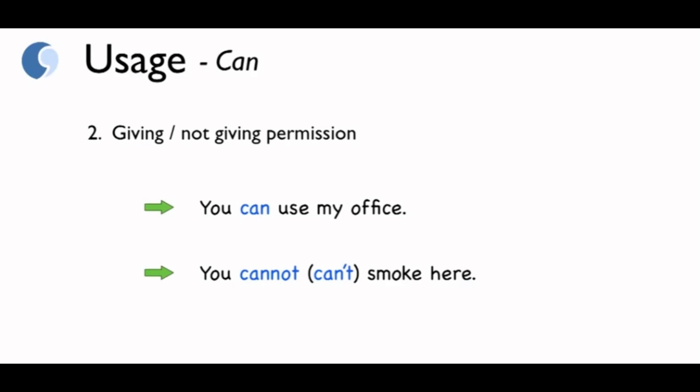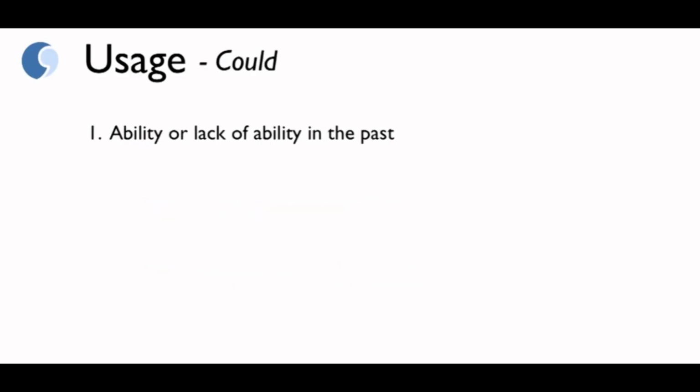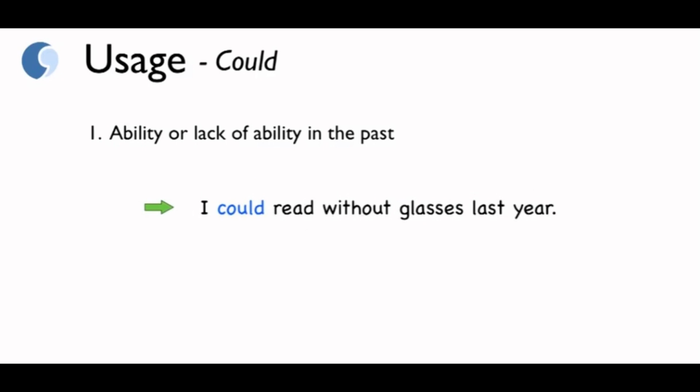Moving on, we'll understand the usage of could, and its first usage is again ability or lack of ability in the past. So, "I could read without glasses last year." Last year is a past time period. "I couldn't sleep last night." We use couldn't for spoken English and could not for written English.